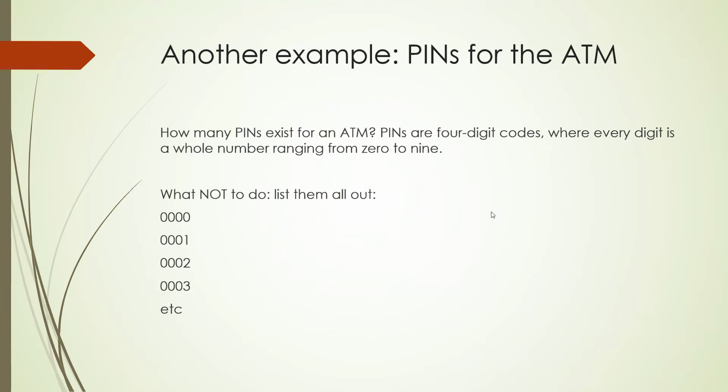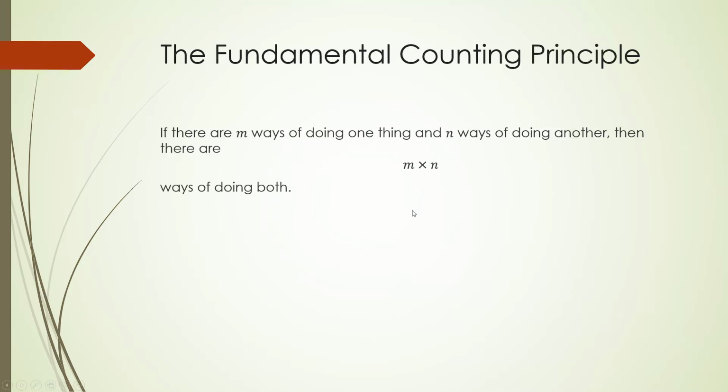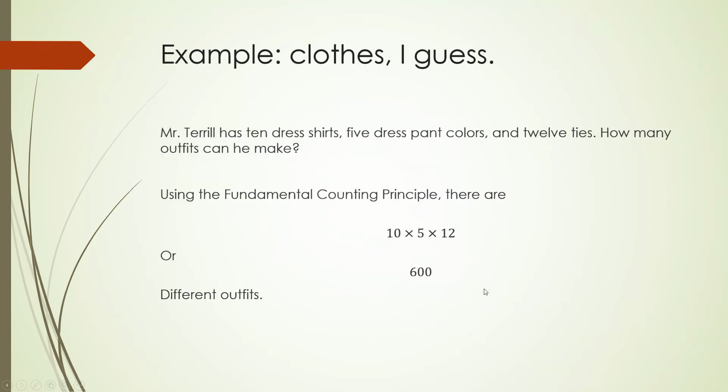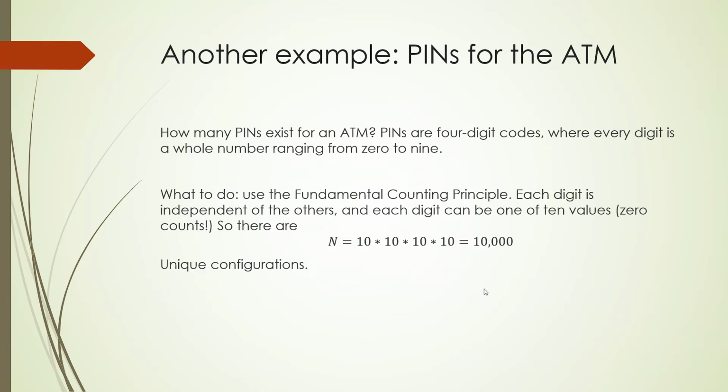So what you should do with this sort of thing is use, well, the only tool we've got so far, the fundamental counting principle, where you isolate independent events. Independent events, you isolate those and you multiply together the number of configurations for each independent event. So for this one, there are 4 independent events. That is because it's a 4-digit code. And each value that goes into each digit is independent of the other.